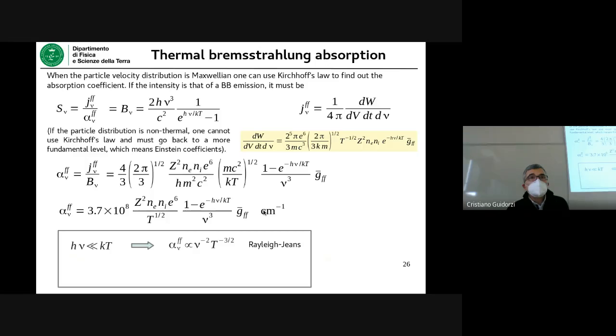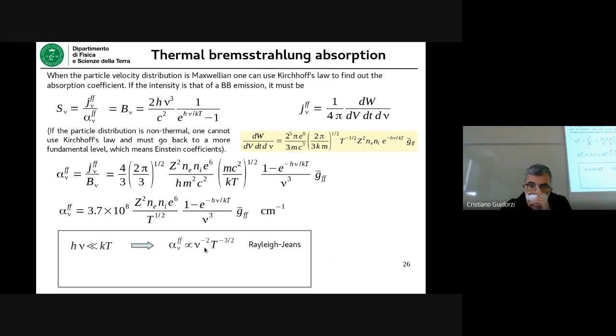So in the Rayleigh-Jeans regime, which means at sufficiently low frequency, how much? Well, when the photon's energy is negligible with respect to kT, of course, this is the Rayleigh-Jeans regime. If you look at the frequency dependence of the absorption coefficient, you see this term. Well, you can Taylor expand, and you see that this one goes away, and there's h nu over kT, so you are left with a dependence of kT. You also have at the denominator square root of T, so T to the -3/2, and nu to the -2.